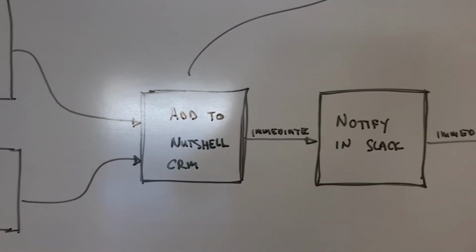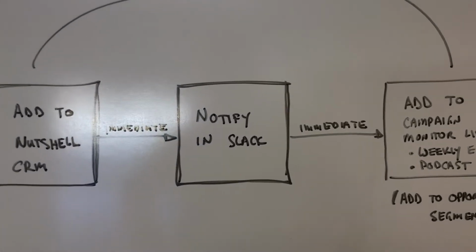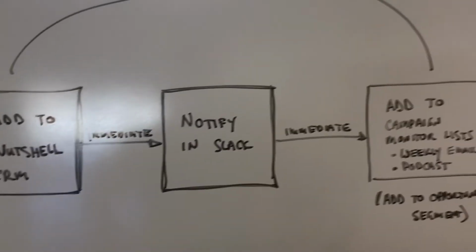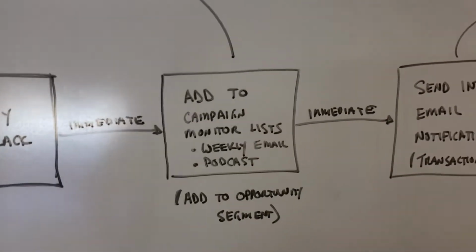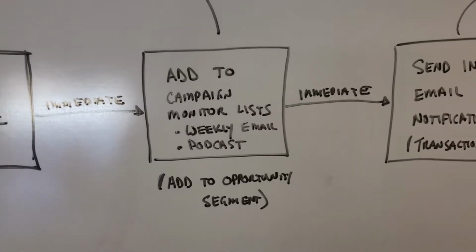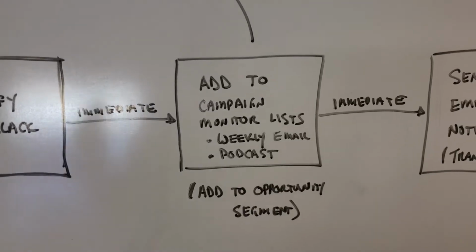That happens immediately, and then also immediately we receive a notification in Slack. We have a Slack channel for lead notifications, and I want to be notified when something comes in. Right after that, we add them to Campaign Monitor, which is our email distribution list, and we have two main lists within there that we add all new leads to.